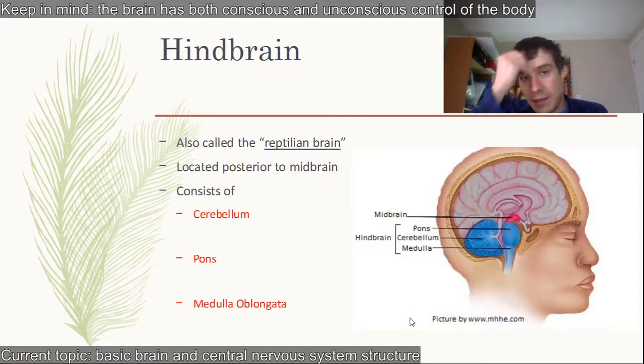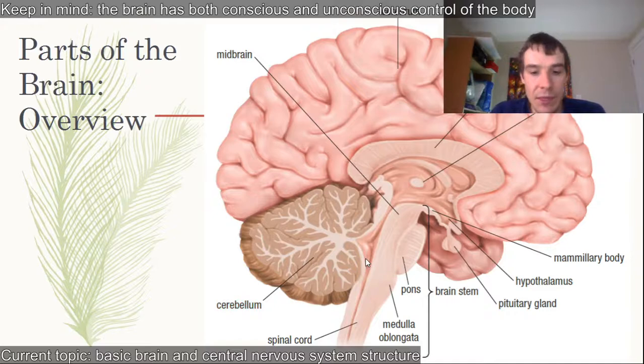Then there's the hindbrain, which is also called the reptilian brain, because even reptiles have one. Cerebellum, pons, medulla. This is all of your automatic stuff. So the pons and medulla, the brainstem here, deal with the automatic regulation of breathing, the automatic regulation of heart rate, and things like that. The cerebellum is really cool.